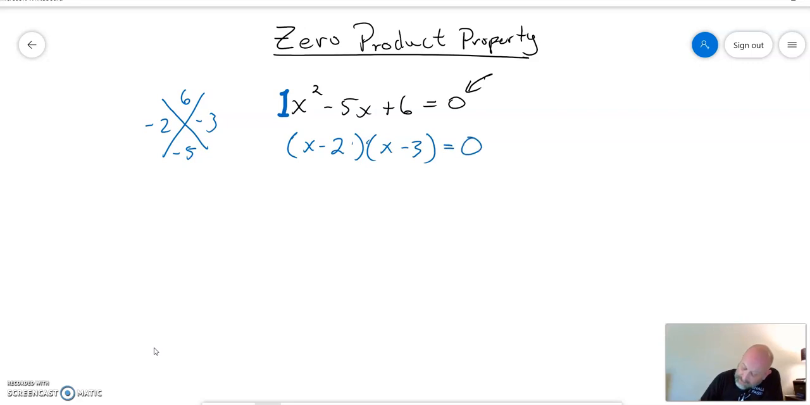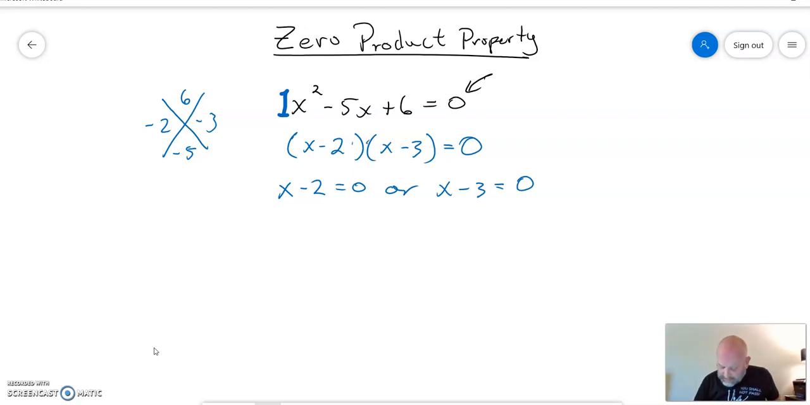And I still have the equals 0 here, right? But you notice this is exactly the situation we had in the previous example. I have two things multiplied now to equal 0. And so the factoring is what let us use the zero product property in the first place. So here I have x minus 2 equals 0, or x minus 3 equals 0.